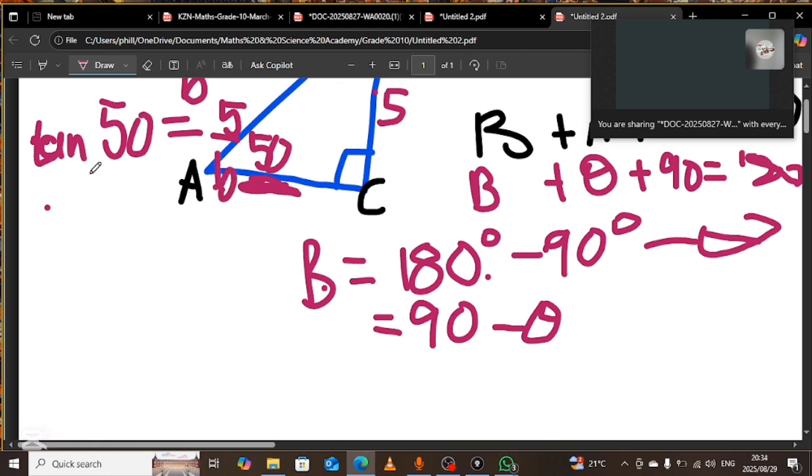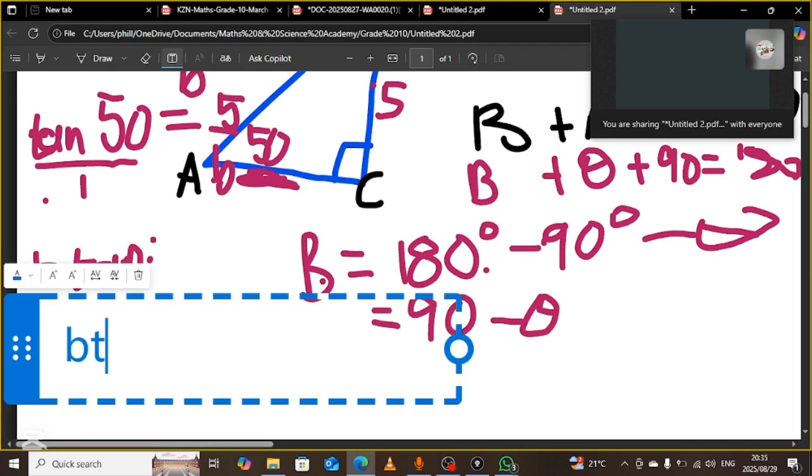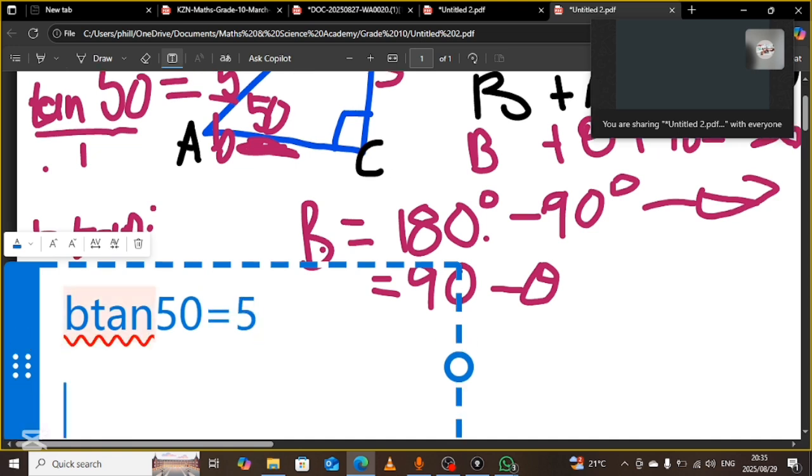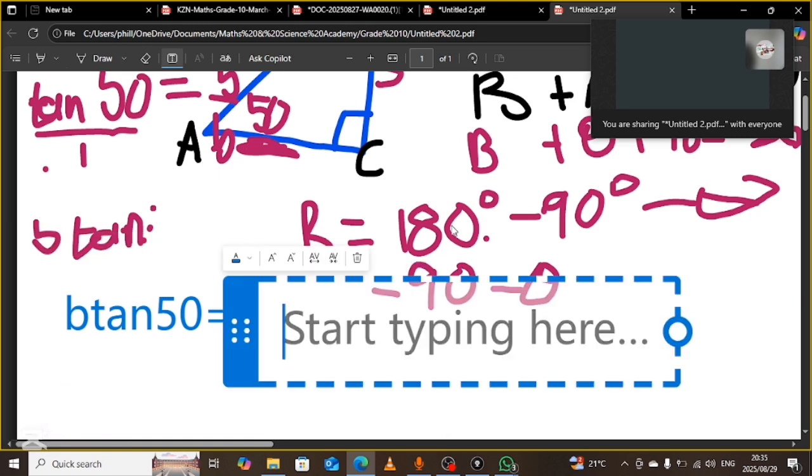Then what did you do? After that, I cross multiply. Then I divide by 50. So B tan 50 equals 5. Then transpose tan to the other side. What did you do? I divided by 50 on both sides. Okay, that was your mistake.